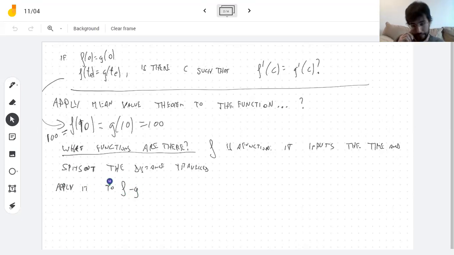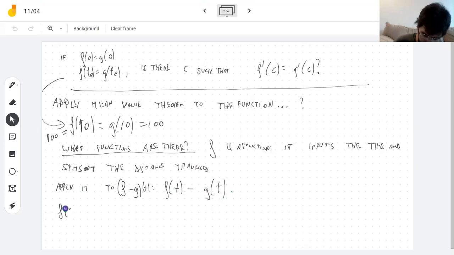f minus g is another function where you take the distance that runner one has traveled, the distance that runner two has traveled, and I subtract it. Of course, f minus g of t is the difference between the distance run by one of them minus the distance run by the other. So what do I know about f minus g?